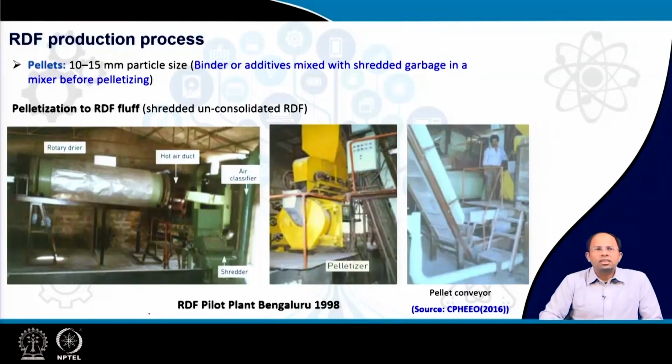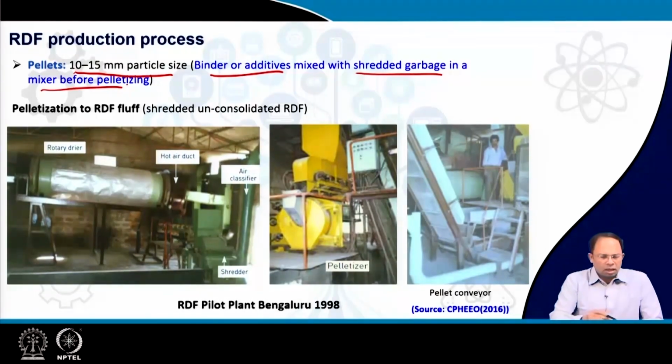So here you can see the pelletization process. Pellets are of 10 to 15 millimeter particle size. We use binders or additives mixed with shredded garbage in mixture before pelletization. Here you can see a rotary dryer, then there is this hot air duct which introduces hot air. This is the air classifier, this is where the shredding is happening, and finally this is the pelletizer machine where it is becoming pellets by using additives with the shredded waste. And finally the pellets could be sent via conveyor belt and eventually bagged. That means we put them in bags and then we can send it to the final destination.